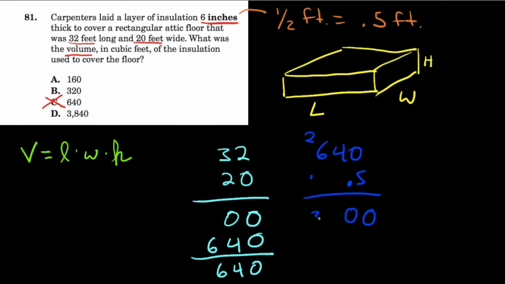6 times 5 is 30 plus 2. And there's 1 number after a decimal point in the question, so there's 1 in the answer. So 320, just double check. They're asking for the volume. We did volume. All set.